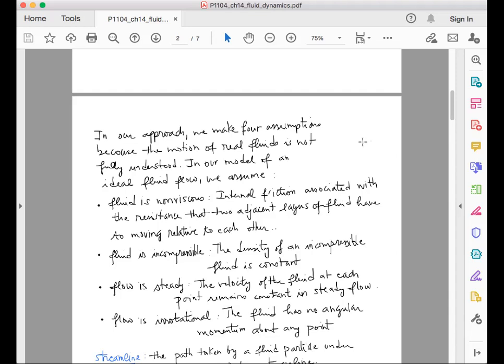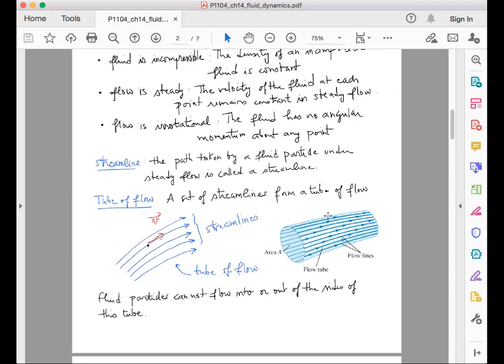So when we say now ideal fluid flow, you know what we mean? We mean that the fluid is non-viscous, so internal friction is neglected. The fluid is incompressible, so rho is constant everywhere, and the flow is steady and irrotational. Now, what do we mean by a steady flow? Here you can see a figure that shows more clearly what we mean.